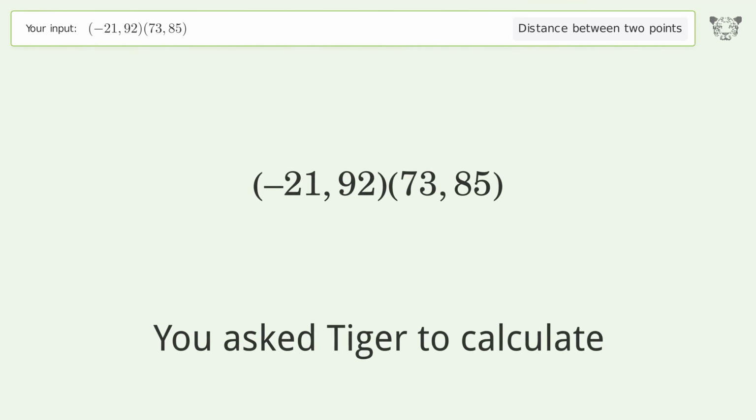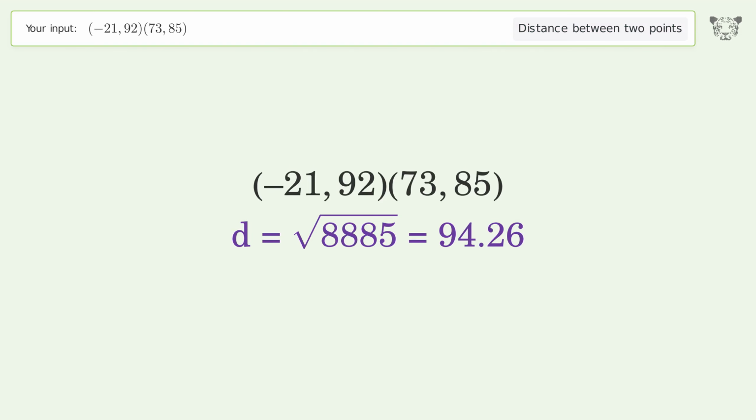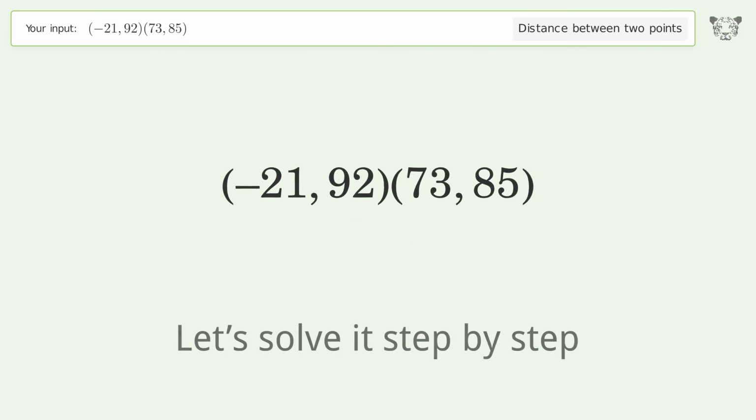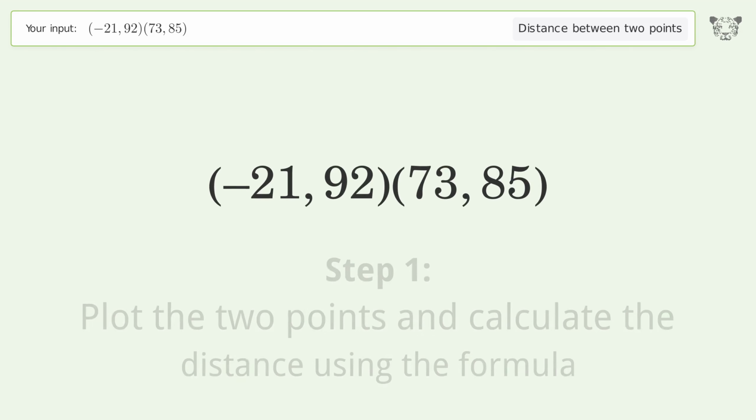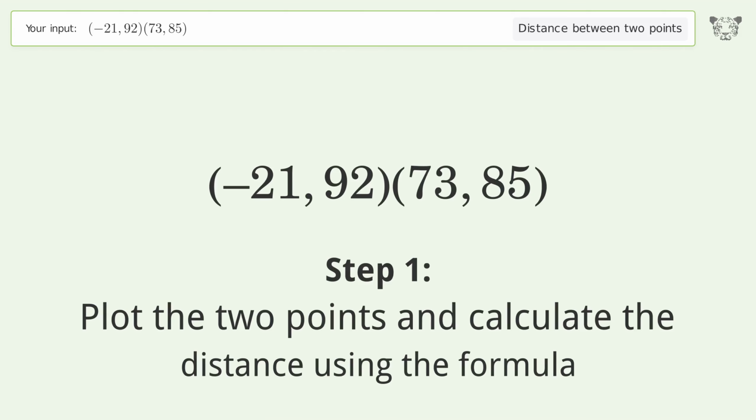You ask Tiger to calculate. This deals with the distance between 2 points. The distance between the 2 points is the square root of 8,885, or 94.26. Let's solve it step by step. Plot the 2 points and calculate the distance using the formula.